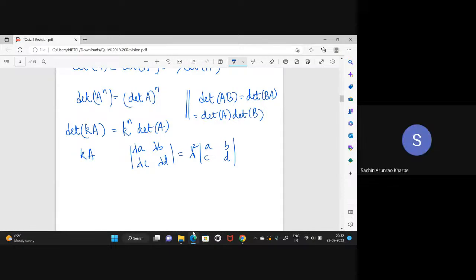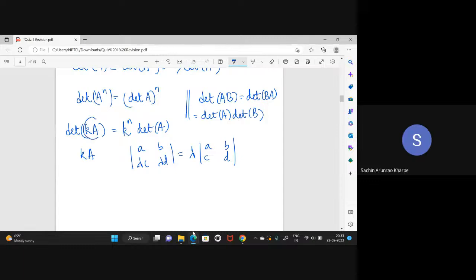Here you have taken lambda from the first row, and lambda from the second row. So lambda into lambda is lambda square. And if it is multiplied by a single row only, we are just taking a common factor, so it will be just lambda. So here KA means it is multiplying by each and every element.